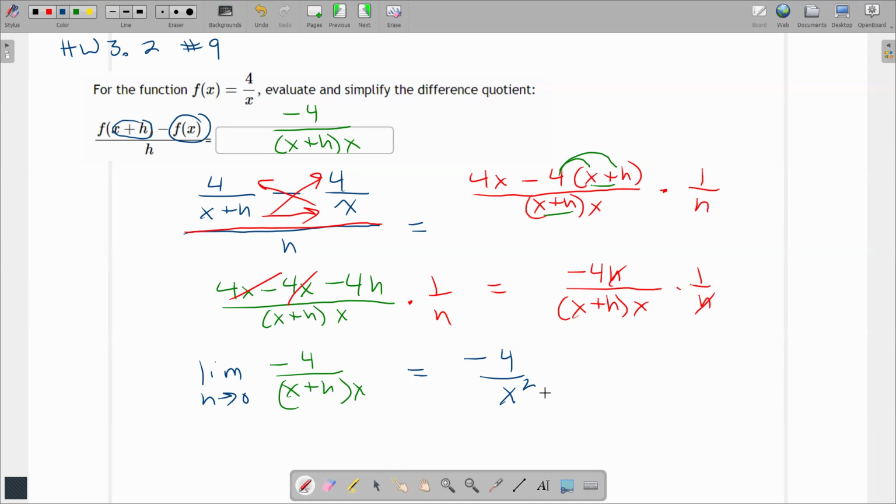This is the slope function for the original function. So if I plug any x value into this new formula, that tells me the slope at that point. So this is my f prime of x. This problem didn't ask for that, but I found it just because it's fun.